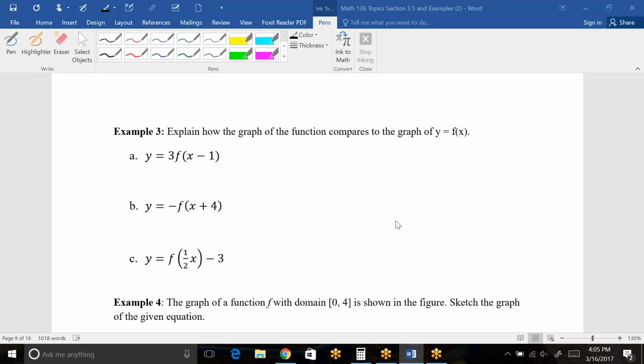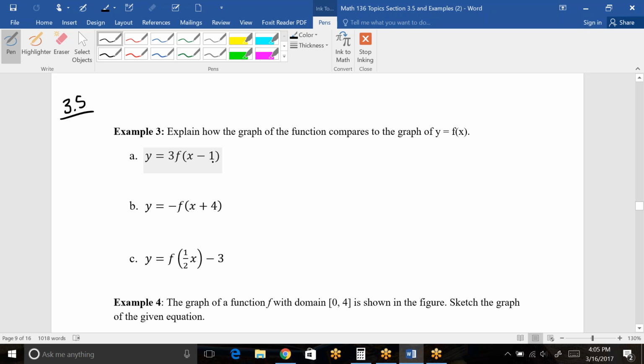Okay, this is part 2 of the 3.5 video. We're starting with example 3. That's where we left off on the last video. This is nothing different than what we did in class, except now we're not actually going to graph anything because we don't even know what the parent function is. It's just being called f. What we're just doing is describing the transformations that we see.